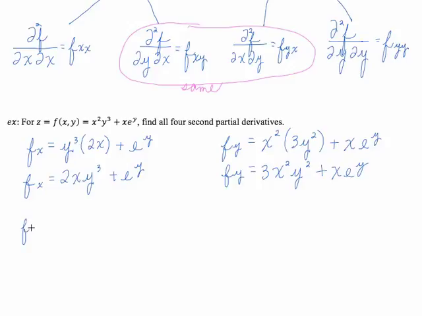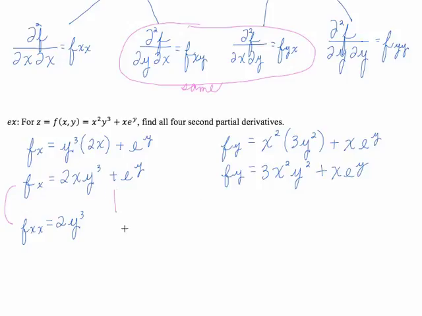First, let's find fxx. So I'm differentiating this derivative with respect to x. We're going to treat this y cubed as if it is a constant. So the y cubed is a constant, times the 2 is also a constant. It's also a coefficient of x. So the 2y cubed is a big coefficient of that x. So the derivative of the first term is 2y cubed. And then if we're treating y as a constant, then e to the y is a constant, so the derivative of that term is 0.